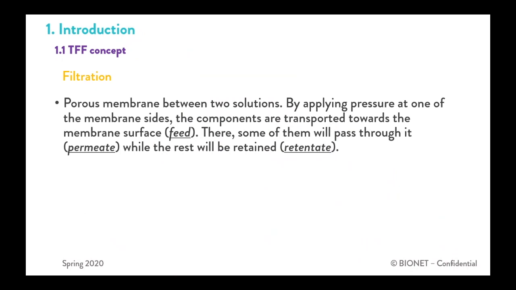Filtration implies installing a porous membrane between two solutions. By applying pressure at one of the membrane sides, the components are transported toward the membrane surface. There, some of them will pass through it, producing the permeate fraction, while the rest will be retained. We can set 4 different types of barriers.